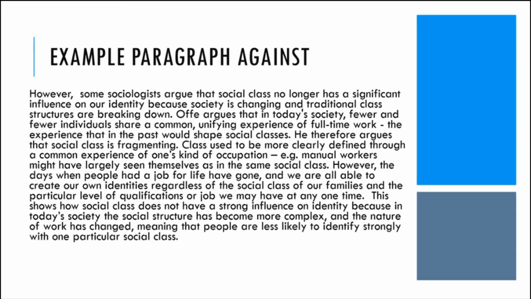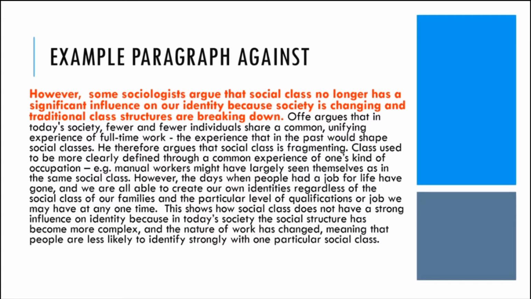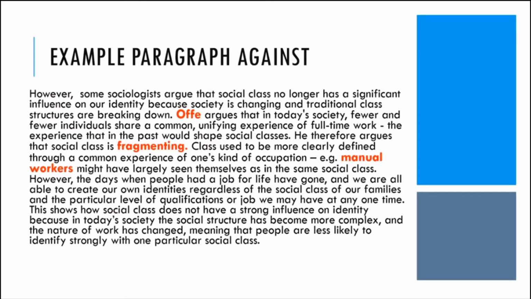So the student starts off again by making the point that because society is changing and class structures are breaking down, social class no longer has such a significant influence. So this is the point against the view of the question. The student then uses Offe as some evidence against the view of the question and offers an argument that social class is fragmenting, and that we're no longer clearly defined by having a common experience of work.